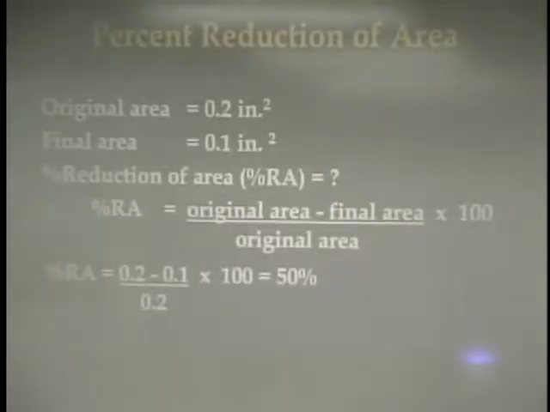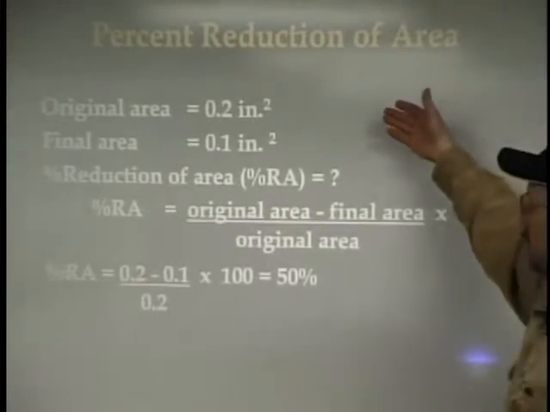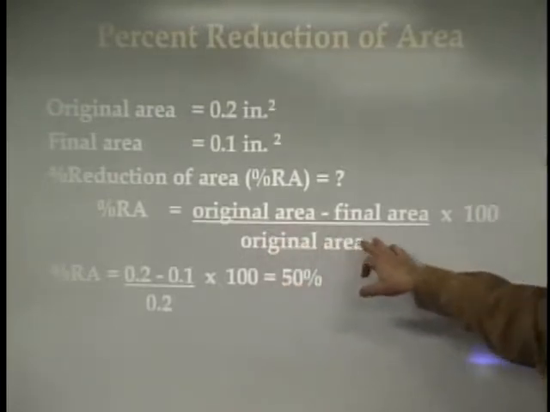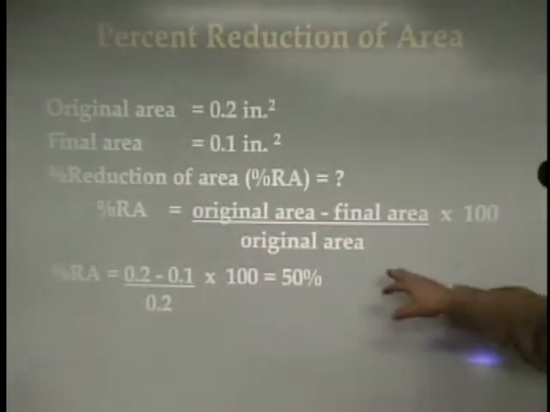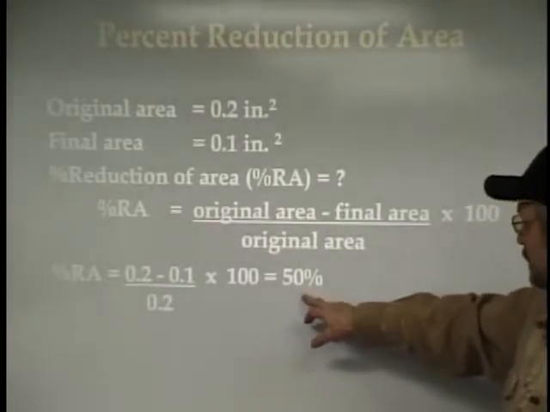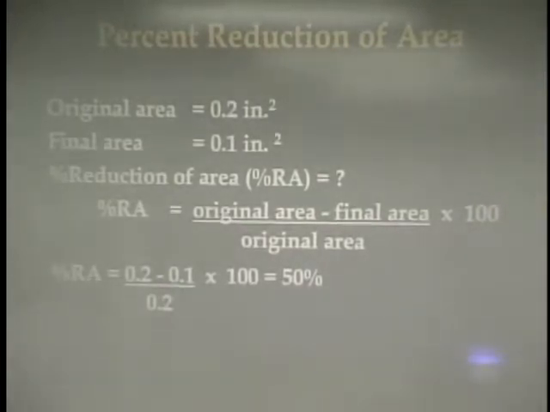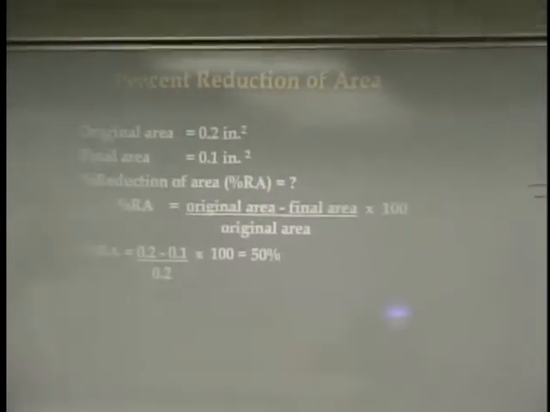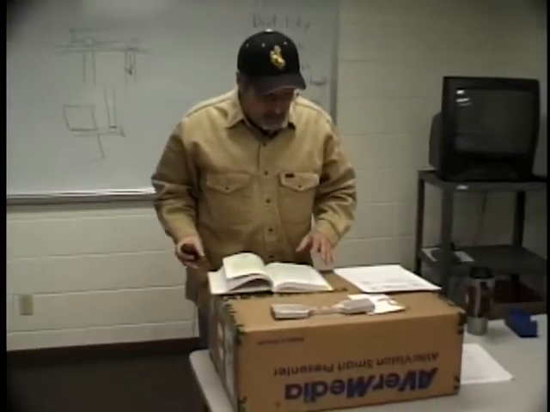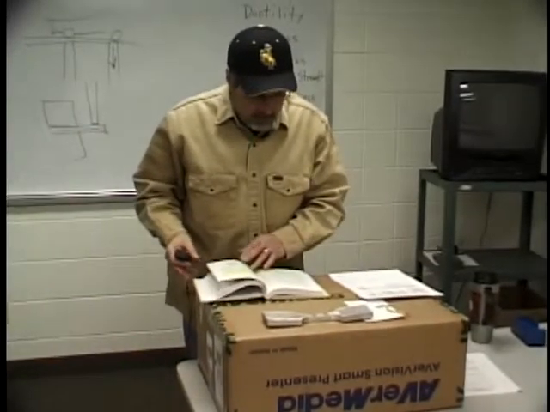Reduction of area: you take the original area, and then you've got your final area. So the formula would be the original area minus the final area, times 100, divided by the original area. And in this case, it had a percent reduction of area of 50%. These are simple formulas, and this is how you would use them if you needed to determine that. You won't be asked those questions, but I wanted to show that to you.